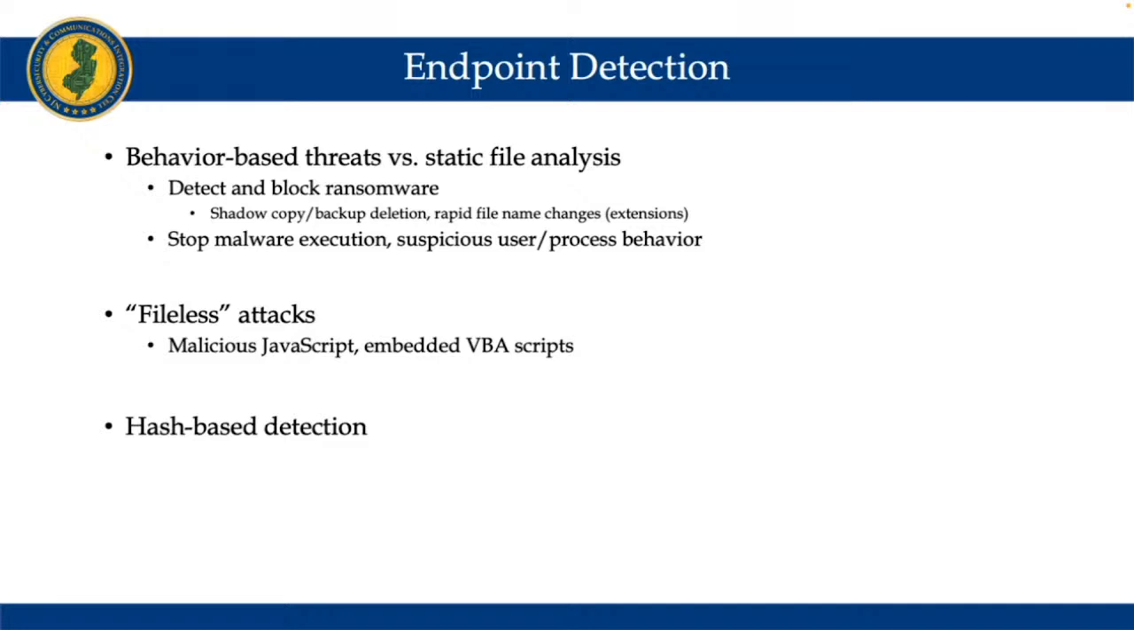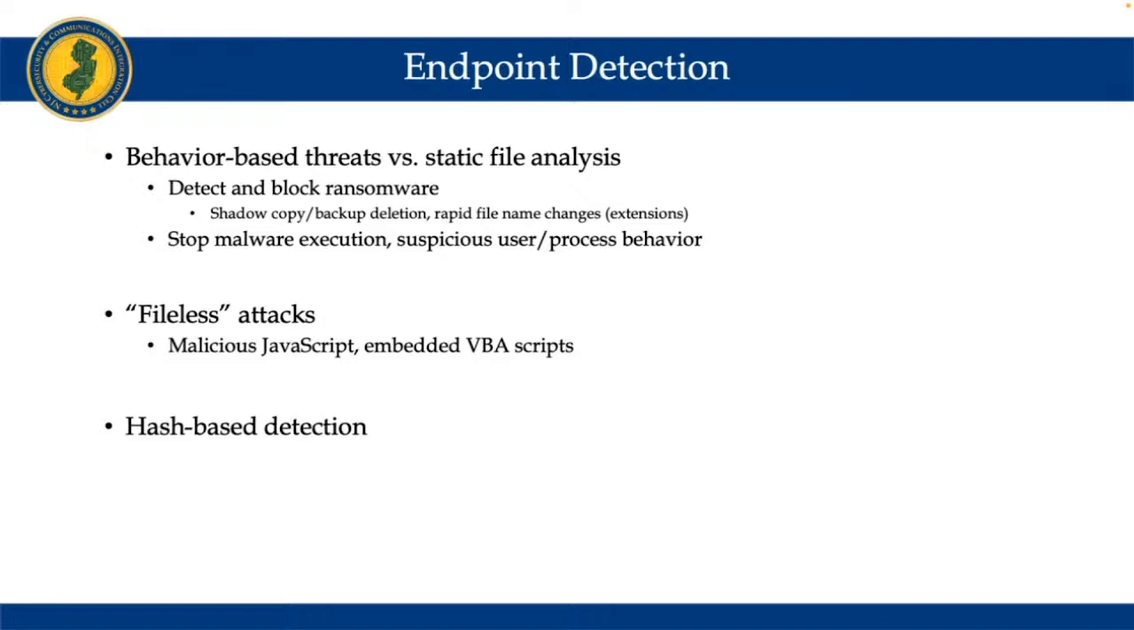All right, so when I talk about endpoint detection and response, I like to split it into two parts, the endpoint detection part and then the response part, and we'll talk about each of these parts separately. So endpoint detection, the way it's different from your traditional AV solution is that endpoint detection is going to look at behavior versus static files and completing static analysis. So what do I mean by this?